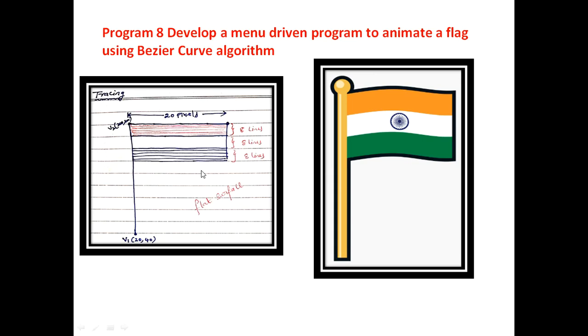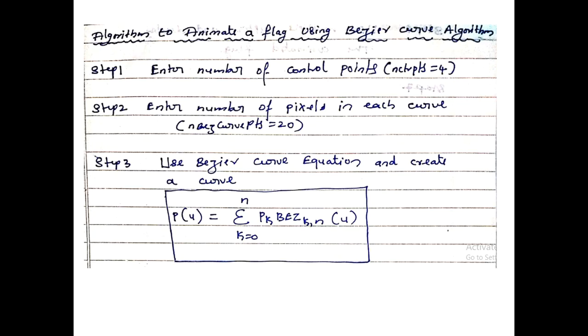So let us begin with how to design a curved surface or how to design a flat surface. If you want to design a Bezier curve, let us consider the algorithm. Let us consider an algorithm to animate a flag using the Bezier curve algorithm. So we are using the Bezier curve algorithm to create an animated flag.